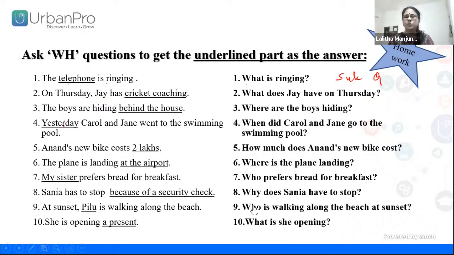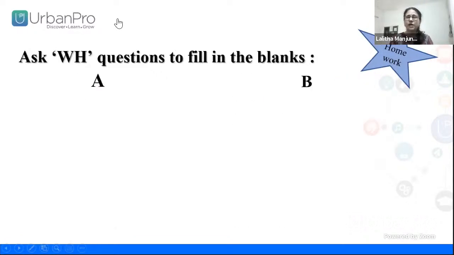Okay. I hope that is clear. Okay. So now we have one more homework exercise, because WH questions are slightly more complex, because you can frame different kinds of questions based on the answer you need. And only if you ask the right question will you get the required information. Okay. So I've given you one more homework exercise. I would like you to try this.